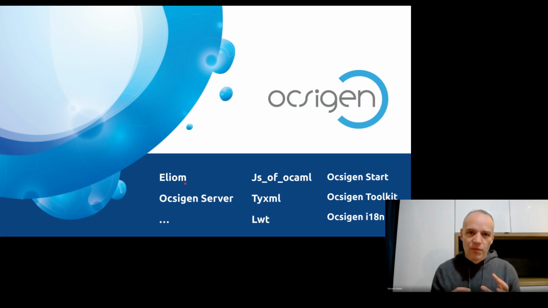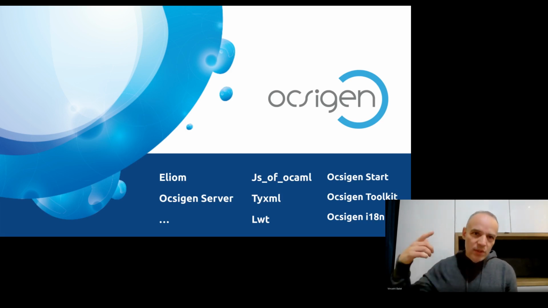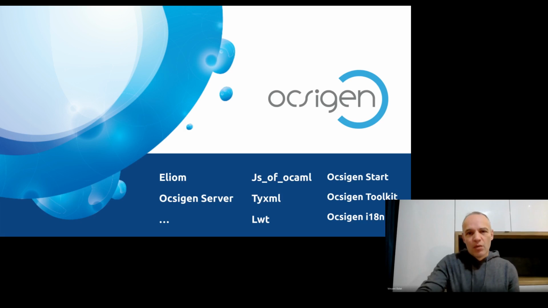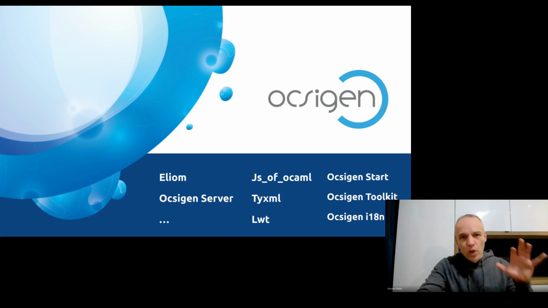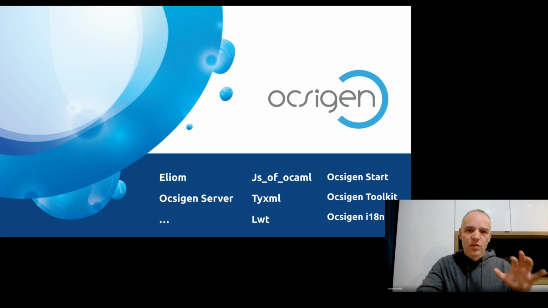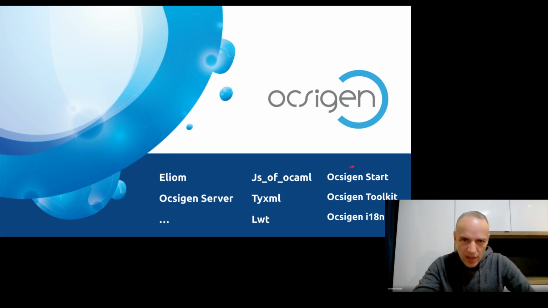Eliom is responsible, for example, for the server-side page generation and sessions, but also client-side page generation and communication between server and client. Eliom turns OCaml into what we call a multi-tier language, which means that you can write a distributed web application fully in OCaml as a single program. And then we have a widget library, Ocsigen Toolkit, and Ocsigen Start, which is a high-level library with features such as user management, for example.